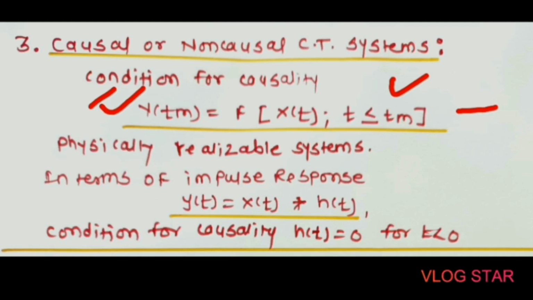Next is the condition for causality in terms of impulse response, that is h of t. The relation between y of t and x of t is given by y of t is equal to x of t star h of t, where this star represents the convolution and h of t is the impulse response of that system. Then the condition for causality in terms of the impulse response is h of t is equal to 0 whenever the value of t is less than 0.